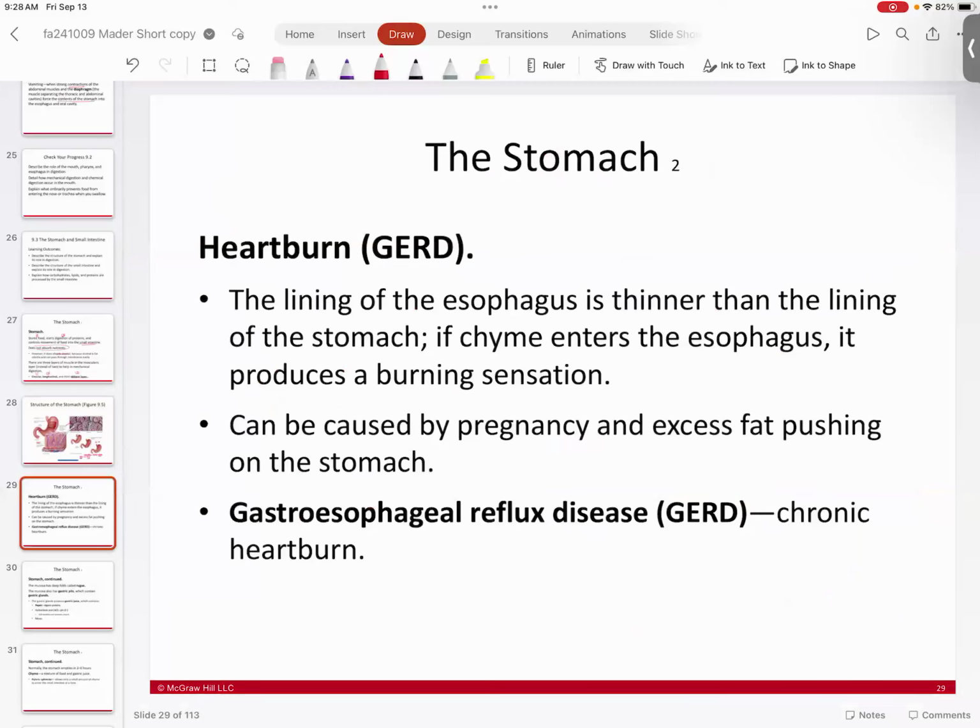Heartburn, which is GERD, is a situation where stomach acid begins to enter the esophagus. Since the esophagus is not protected from acid, it hurts. In pregnancy, a lot of women get heartburn because the baby is pushing up on the stomach and causing acid to go up into the esophagus. Gastroesophageal reflux disease, GERD, is basically chronic heartburn.